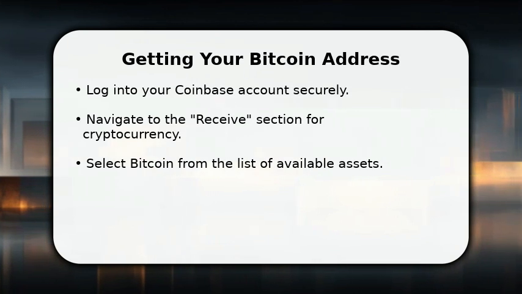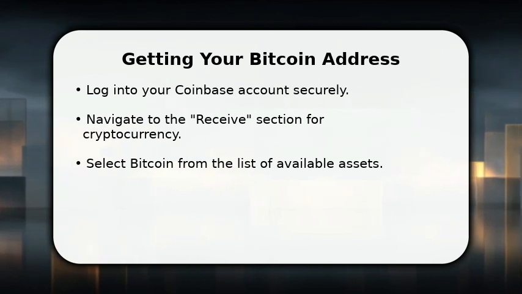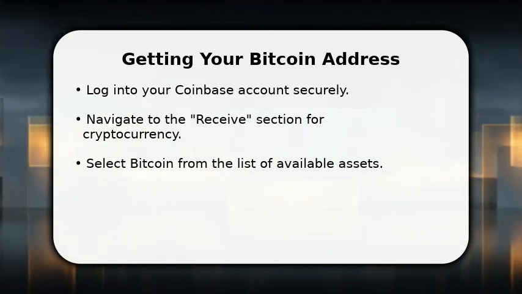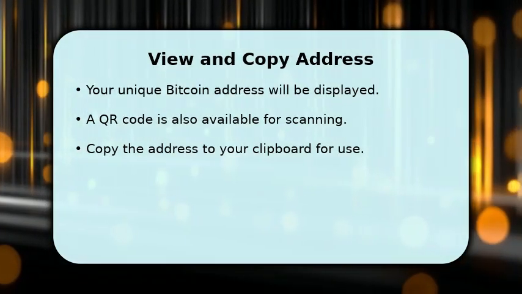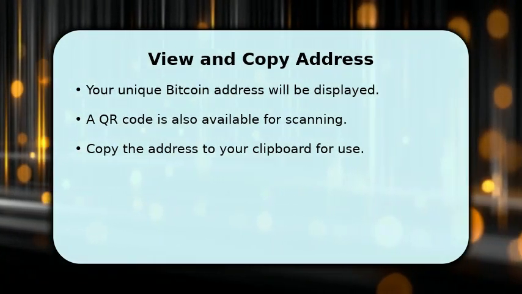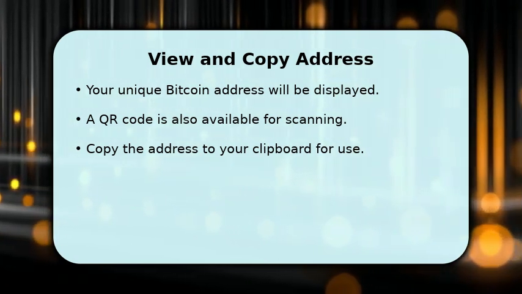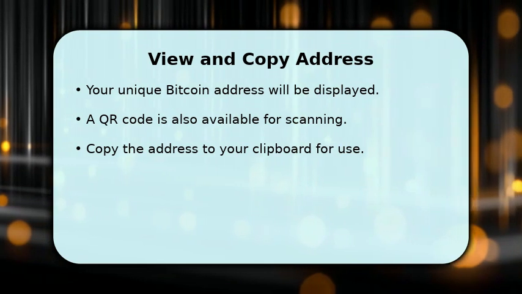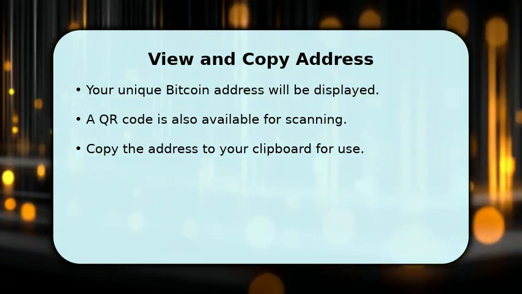Next, you'll need to select Bitcoin from the list of cryptocurrencies presented. This ensures you generate the correct address for your Bitcoin transactions. After selecting Bitcoin, your unique Bitcoin address will appear on the screen. This is a long string of letters and numbers. You'll also see a QR code, which is a convenient way for others to scan and send you Bitcoin.